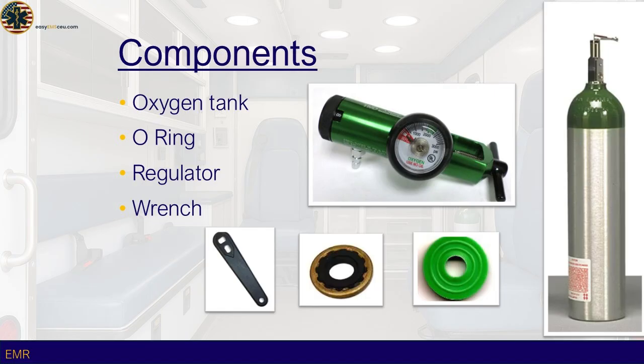Next, align the regulator's pin system with the corresponding holes on the tank's valve stem, ensuring a proper fit. Secure the regulator by tightening the T-handle or screw until it is firmly attached. Once in place, slowly open the tank valve while watching the pressure gauge, which should read around 2,000 psi if full. Adjust the flow meter to the desired liters per minute, LPM, based on the patient's needs, then attach the oxygen tubing. Always check for leaks and ensure the system is functioning properly before administering oxygen.